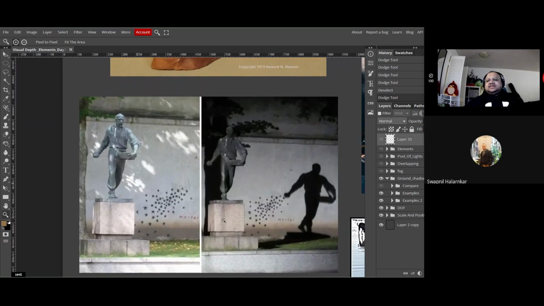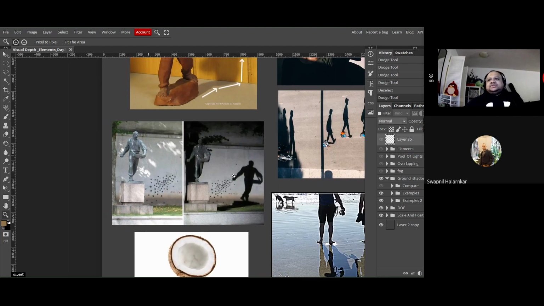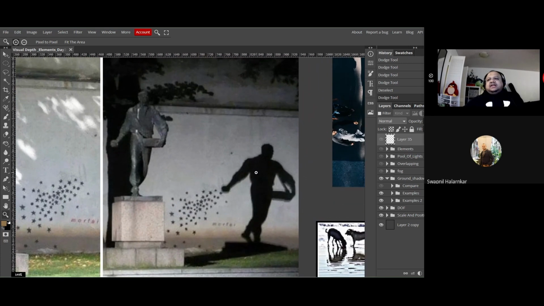This is an interesting example of how the shadow is used to trick your mind. In the morning we don't see this effect, but in the night there is some pole or a lamp post, and you feel like he is spreading these stars on the ground or something like that. So shadows can be used to do some creative stuff.